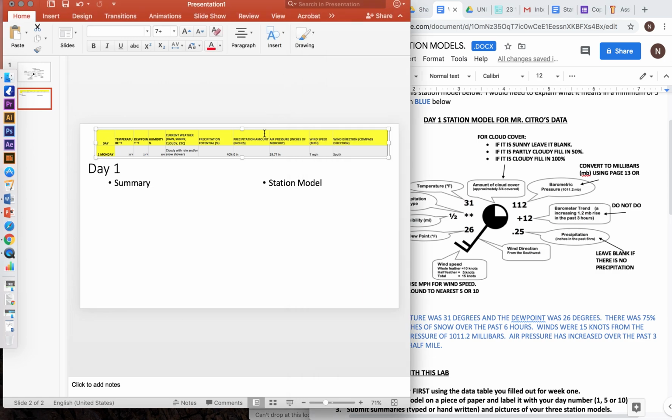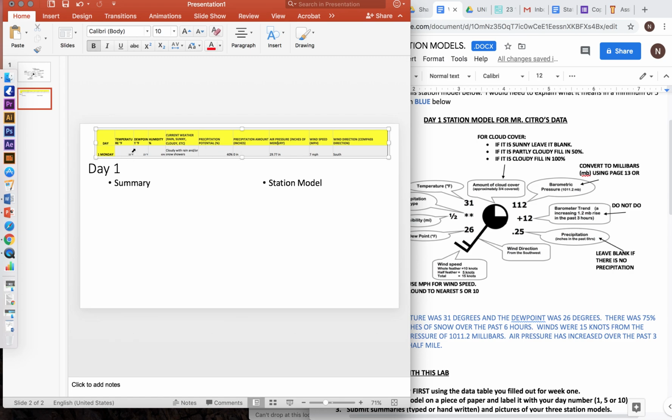Okay, good morning, guys. I am going to just cover this lab really quick. Now, it is really straightforward in terms of what we are drawing. However, there may be some confusion in terms of wind speed, air pressure, in regards to inches of mercury, etc.